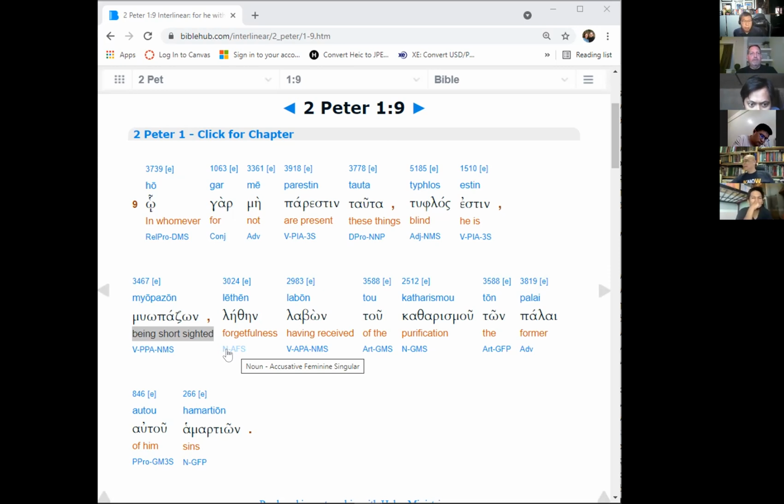Okay? So having received forgetfulness, or it's translated having forgotten. Okay, I think that's okay, but technically that's not what it's literally saying. But that is the semantic idea. Having received forgetfulness, or having forgotten. Okay, I can take that. Having forgotten about, or of, purification, his former purification of sins.